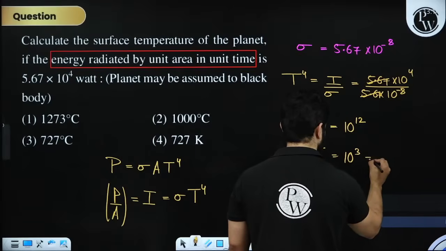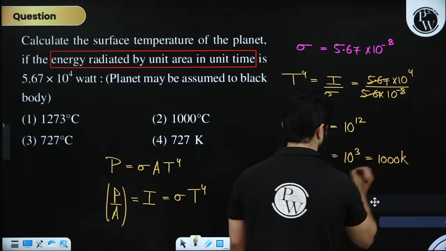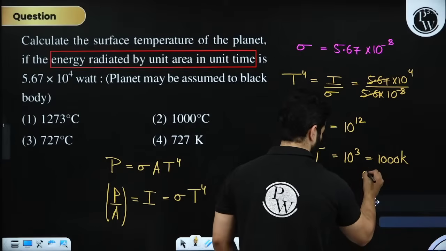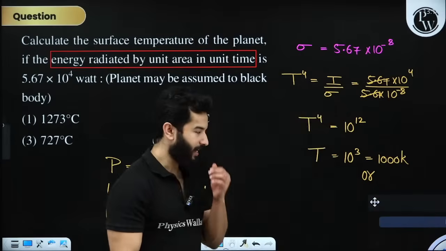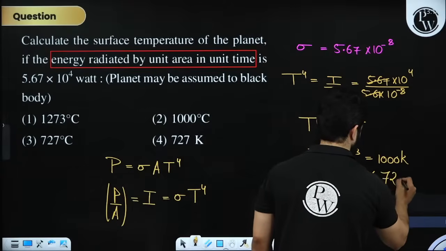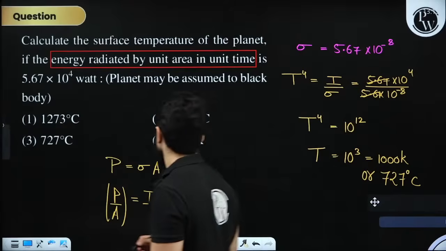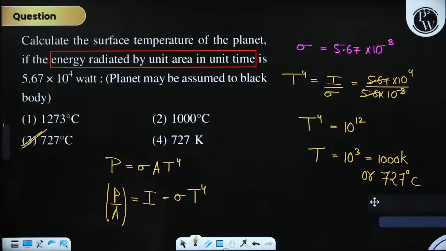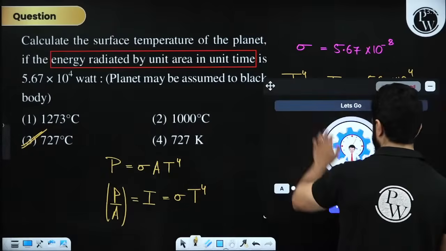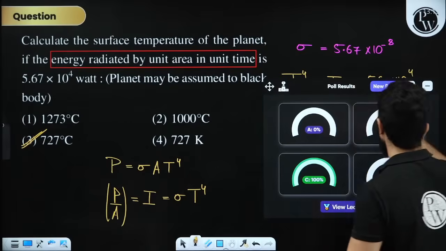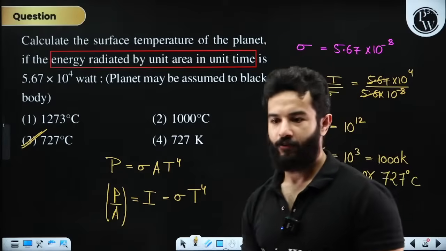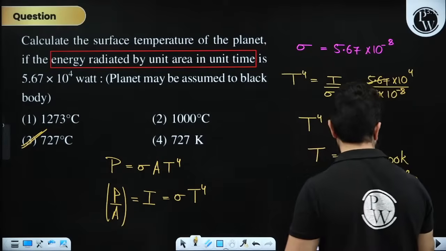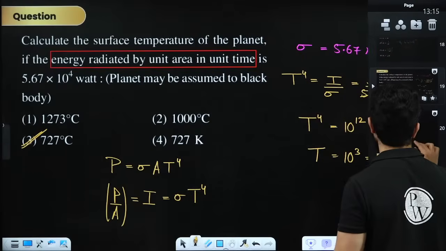That means 1000 Kelvin. 1000 Kelvin can be written as 1000 minus 273, that is 727 degrees Celsius. You could have given the answer in Kelvin also, but no problem, 727 is fine. That is option C. Great, very nice problem. Please remember these types of questions also. Moving on to the next question, my dear friends.